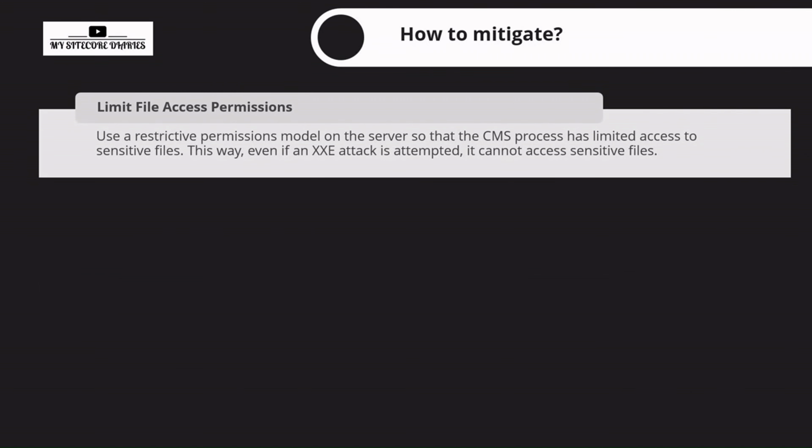Limit file access permission. Use a restrictive permission model on a server so that the CMS process has limited access to sensitive files. This way, even if an XXE attack is attempted, it cannot access sensitive files. So limit your file access permission so that it will minimize the risk of accessing sensitive files, or reading or deleting the files.